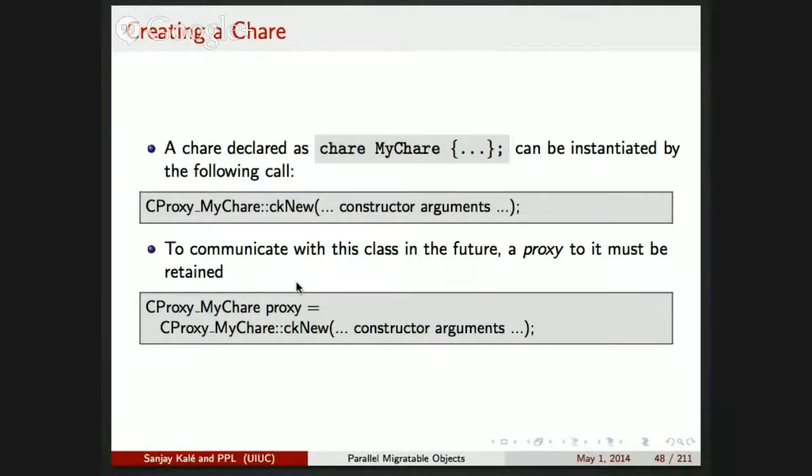So for actually creating a chare, if we have this in our CI file, to instantiate it, we call the ckNew method, the static method on the proxy. So we have a proxy for the chare we're trying to create. This is the generated class as well. And then we call ckNew, and we pass it the constructor arguments. So whatever arguments you've defined in the entry method for the constructor in the CI file, that's where you would pass them here. And then to communicate with the class in the future, instead of just creating this new class, we also want to store its proxy in some variable. So we've declared a variable to store the proxy.